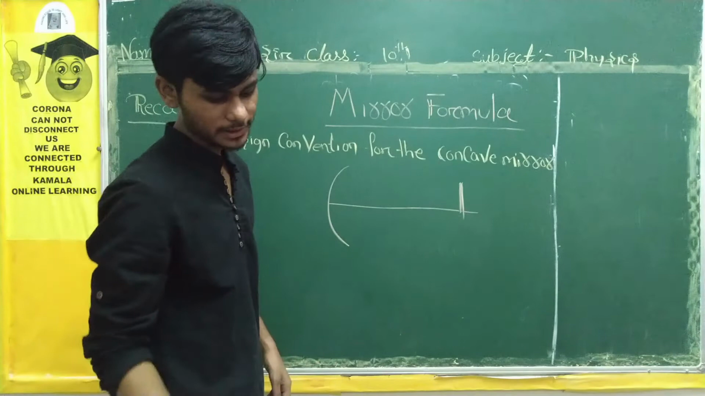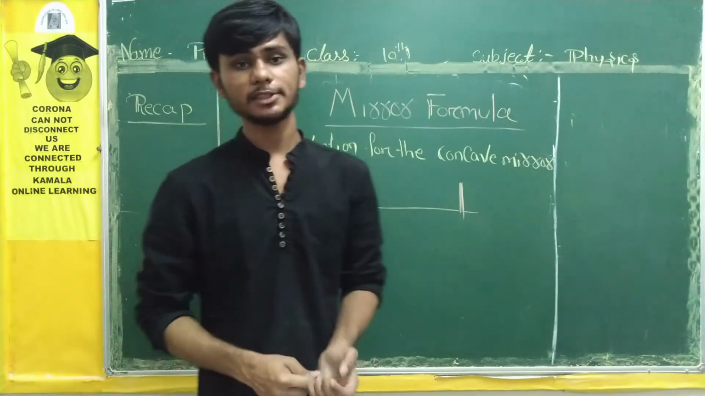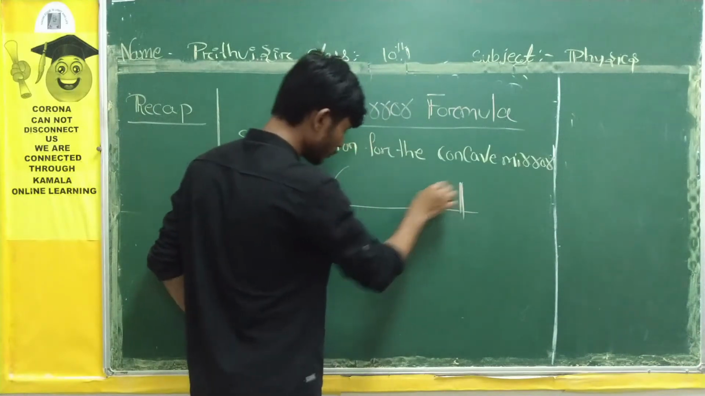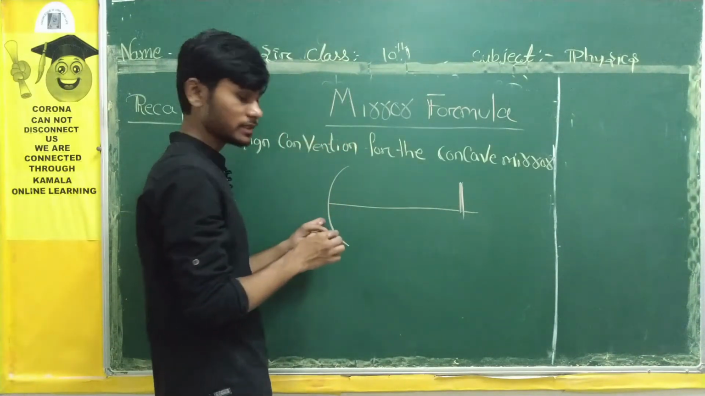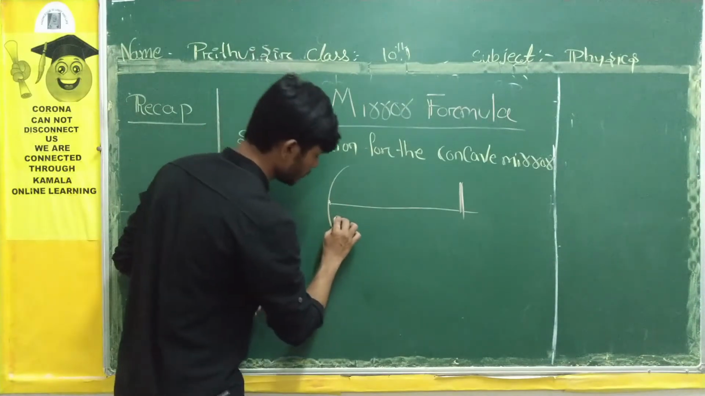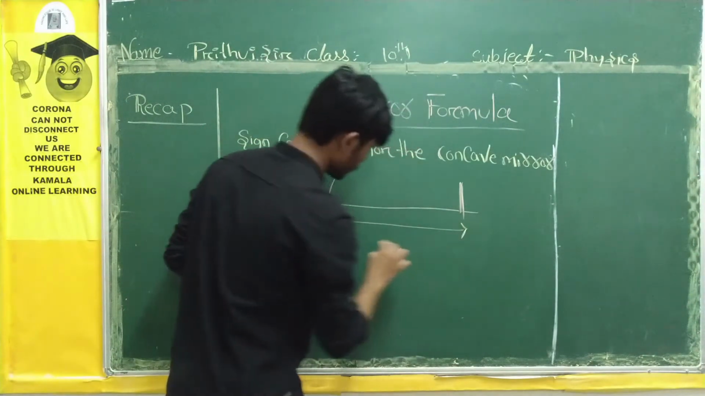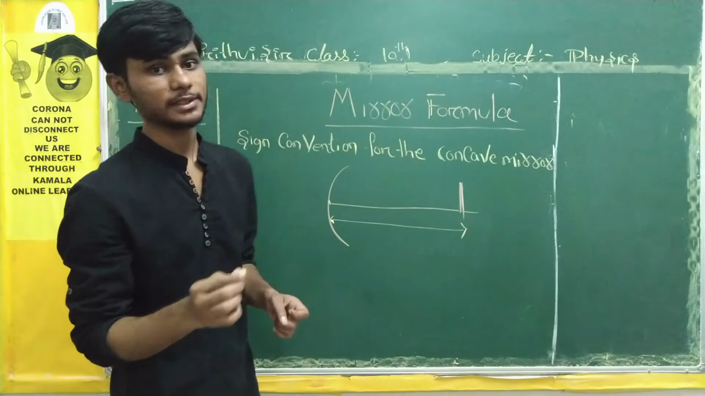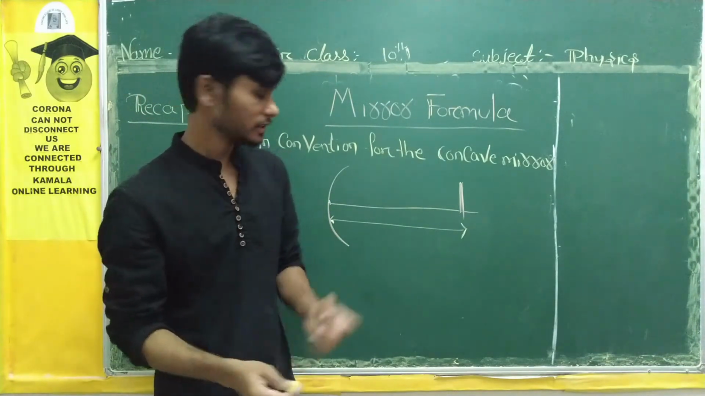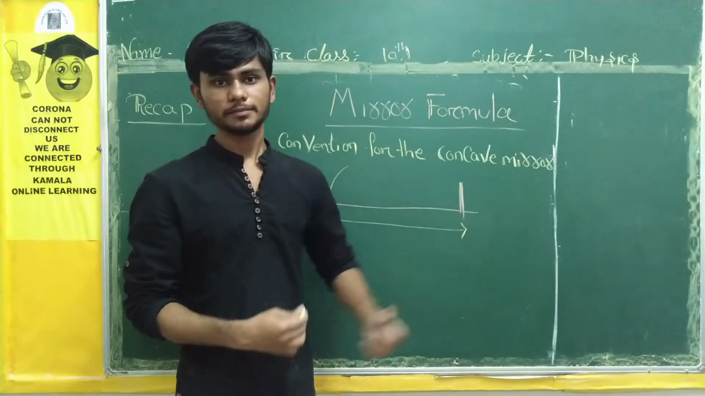Students, first you will say that all the distances should be measured from the pole. You should not measure from object to pole. No. You will measure the distance from pole to the object. All the distances should be measured from the pole. This thing you need to understand. This is your first point.